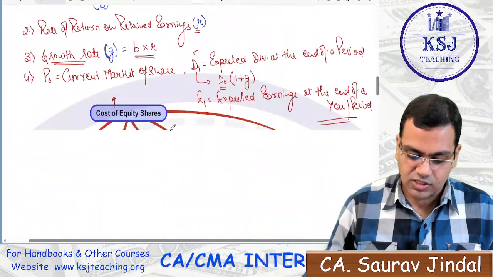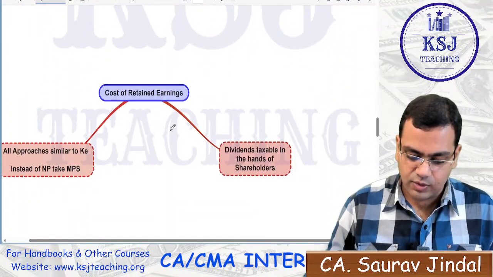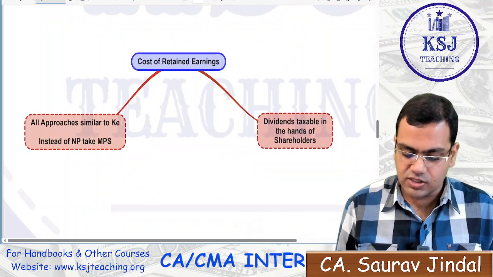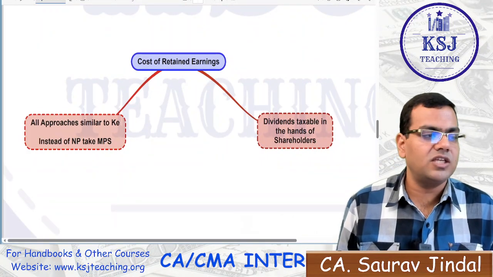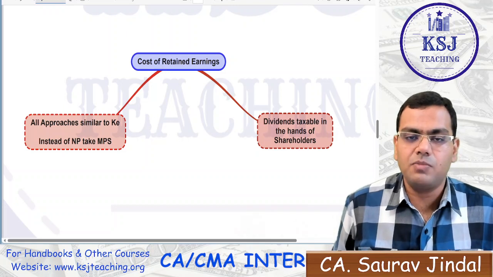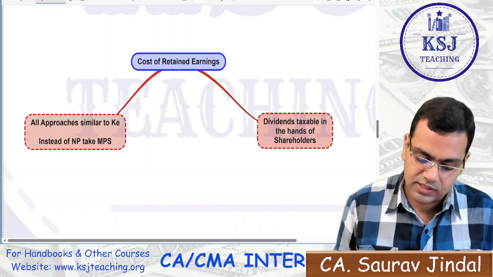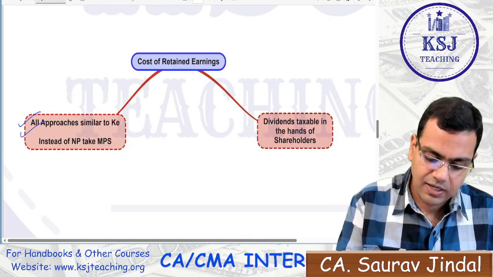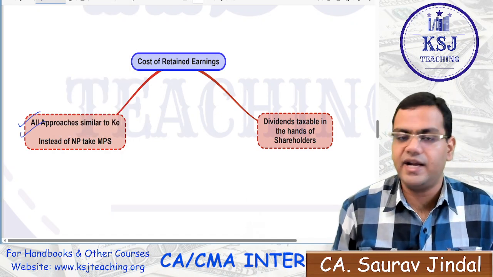We are done with the cost of preference, cost of debt, cost of equity. The next is cost of retained earnings. What is cost of retained earnings, sir? Retained earnings belong to whom? Retained earnings belong to the equity shareholders. So all the approaches similar to KE will be used for the calculation of retained earnings, sir.